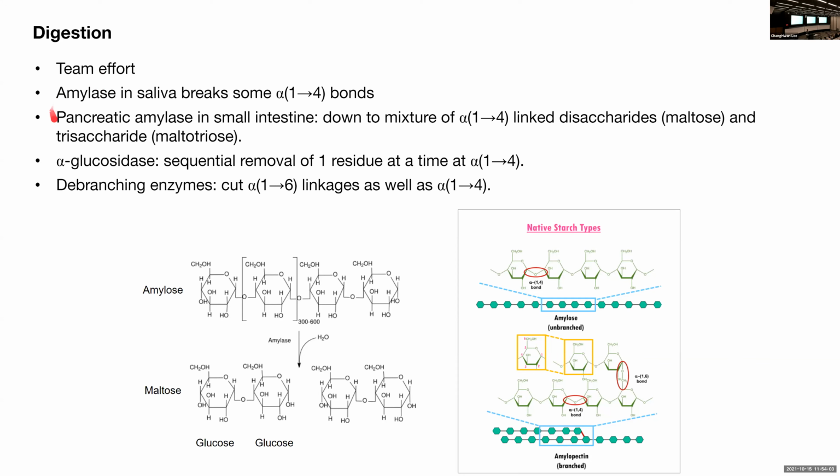There are some examples here. The first one is amylase. Amylase in saliva breaks some alpha 1 to 4 bonds within the starch. And then you're gonna have a smaller chunk, basically, sort of like oligosaccharides. And then another one in the line is amylase, and that is excreted from the pancreas and gets into the small intestine actually.